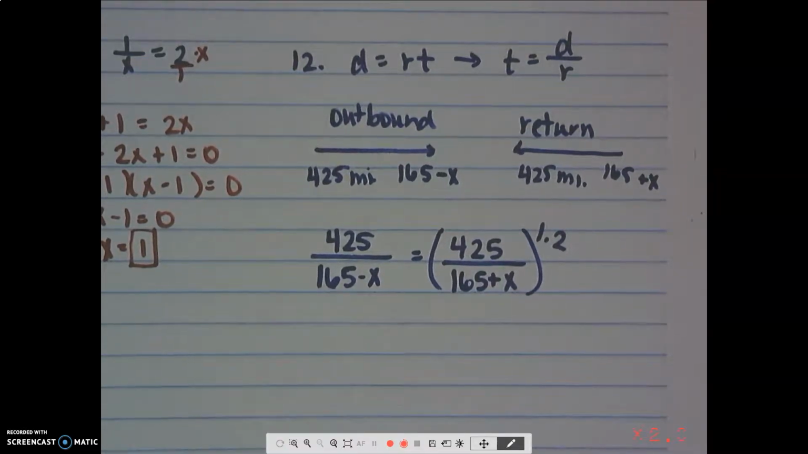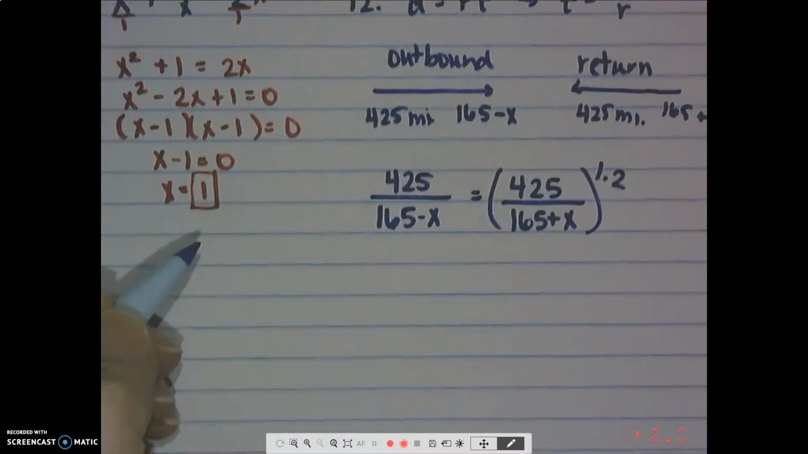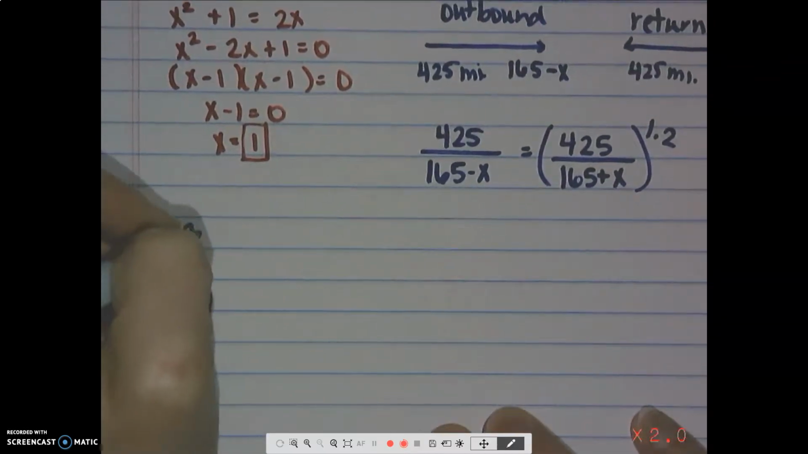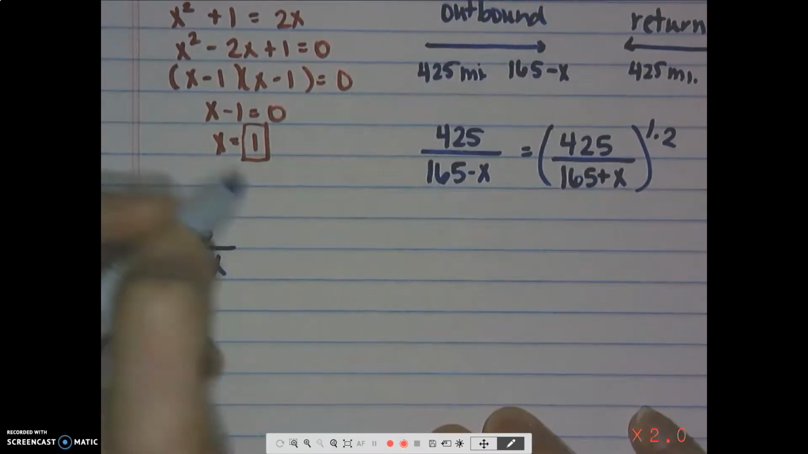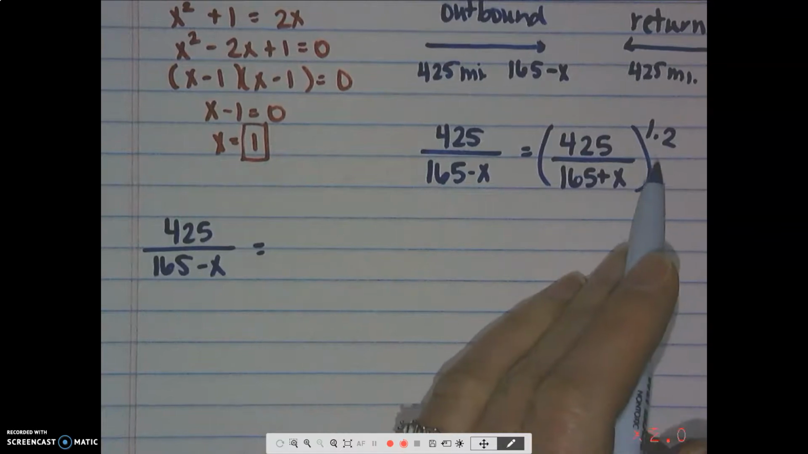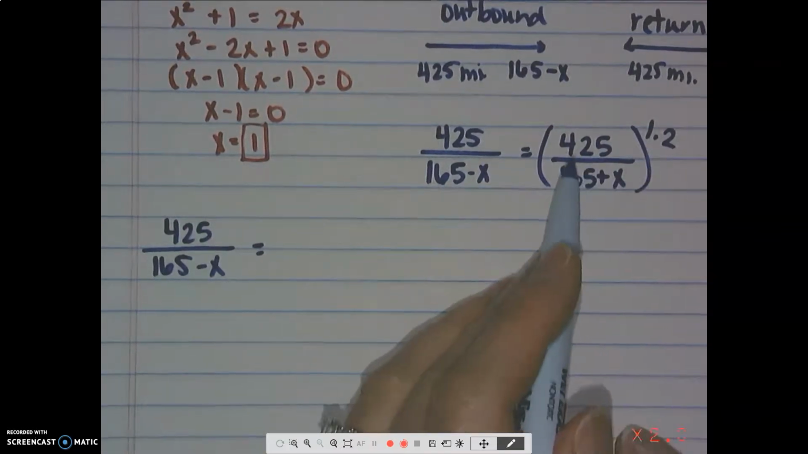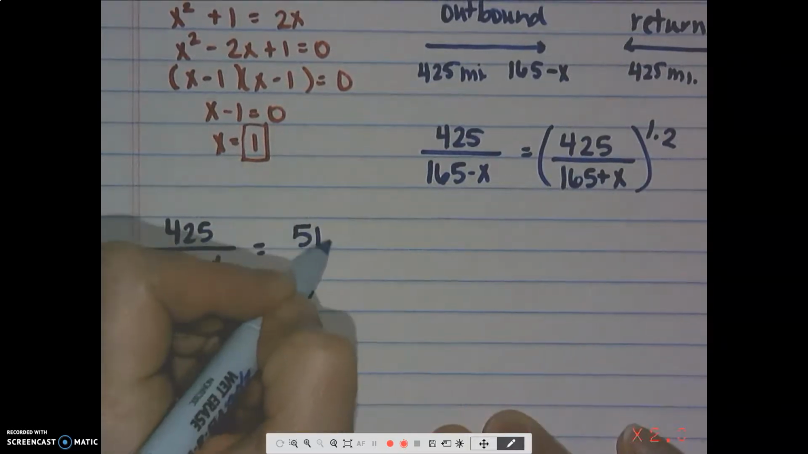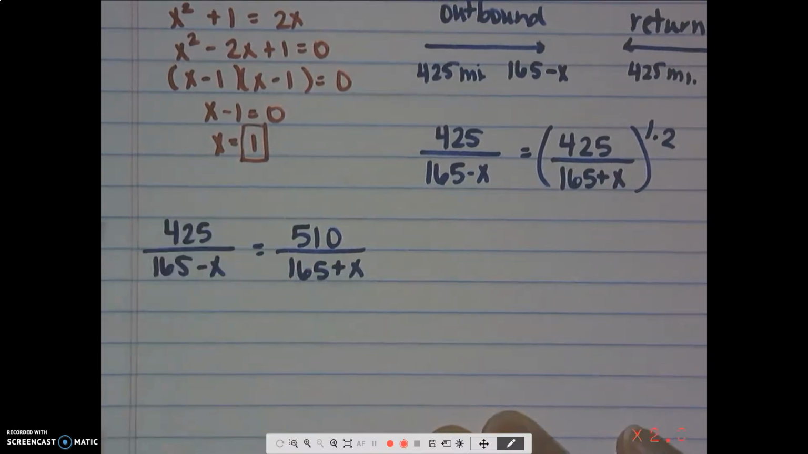All right, so now we are going to solve this. That means I'm going to come over here with my work. That means we still have our 425 over 165 minus X. That 1.2, what does that actually get multiplied to? So it only gets multiplied to the 425. When you do that math, you get 510 over 165 plus X.